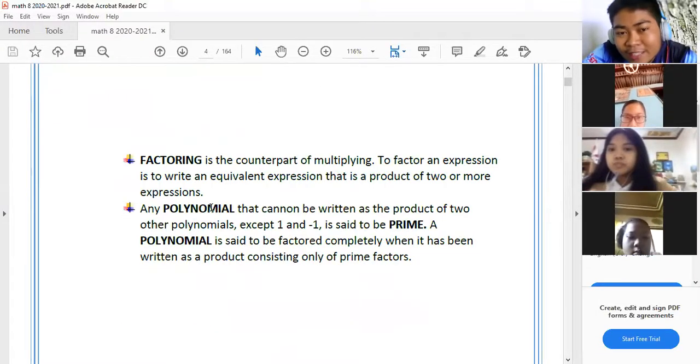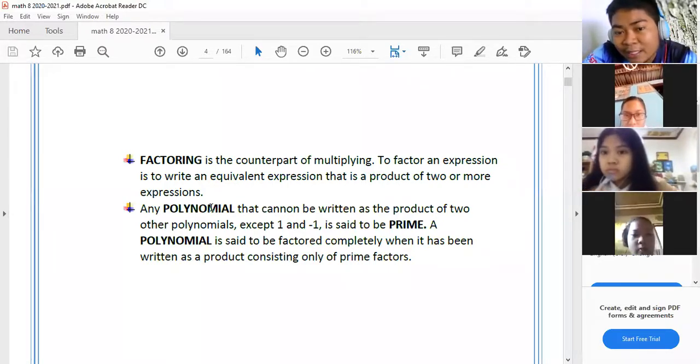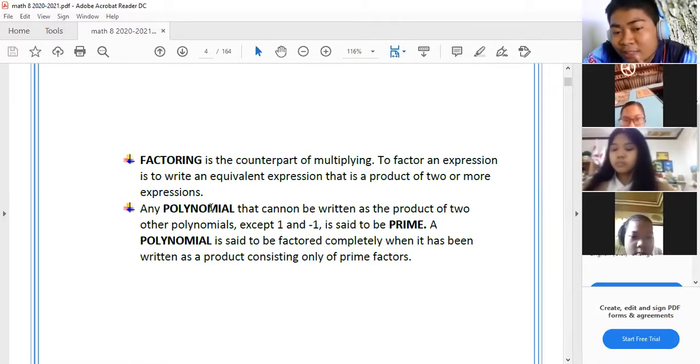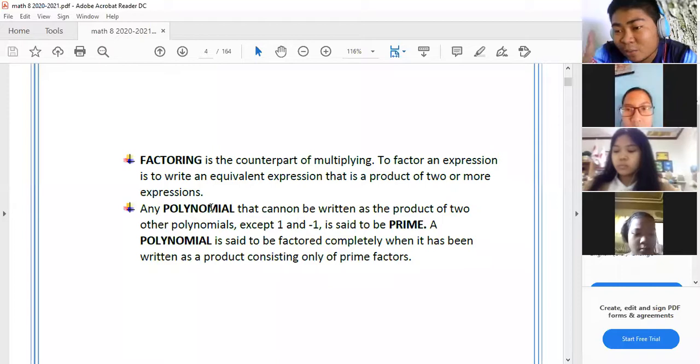So, remember, factoring is the counterpart of multiplying. To factor an expression is to write an equivalent expression that is a product of 2 or more expressions, and any polynomial that cannot be written as the product of 2 other polynomials except 1 and negative 1 is said to be prime. So a polynomial is said to be factored completely when it has been written as a product consisting of prime factors. So when we say prime factors ulit, it is multiplicable by negative 1 or 1 na lang. For example, is 2. So hindi mo na pwedeng i-factor. Ayan.